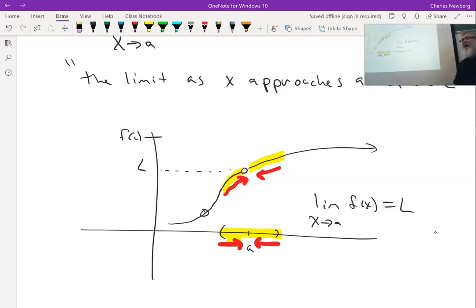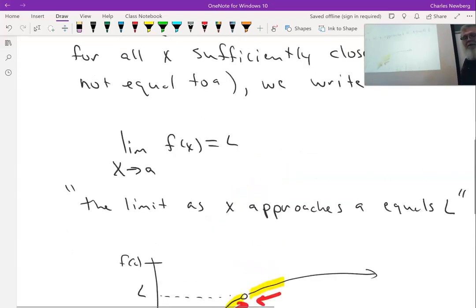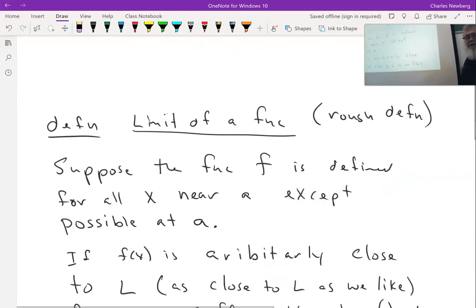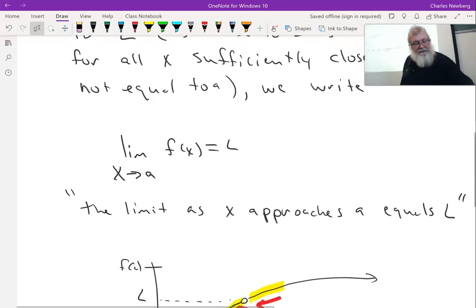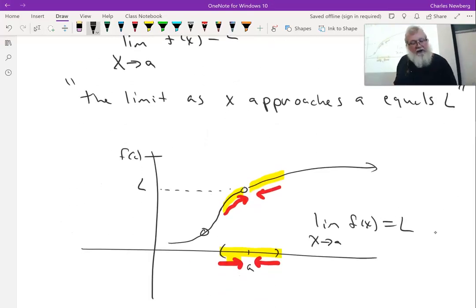What did I do? Now A is not defined. Does A have to be defined in that definition? Go back. Let's go back to that definition. It said the function had to be defined for all x near A, that little interval, except possibly at A. So you could have a hole at A. You could have a hole, and you could even have a jump. But as long as those function values are still going into that same y coordinate, the limit is that value. Doesn't matter what happens right at A.